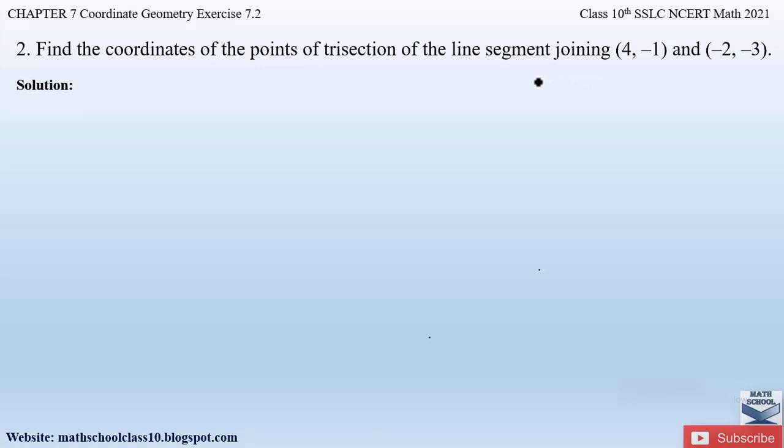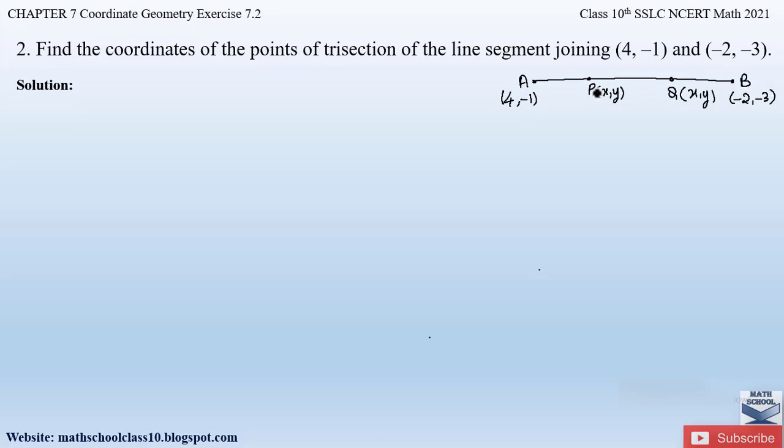So for example, consider a line segment joining 2 points A and B. We have to find the coordinates of the points of trisection. Trisection means we have to divide this line segment into 3 equal parts. That is done by using 2 points, P and Q, which divide this line segment into 3 equal parts. So we have to find the coordinates of point P (x, y) and of point Q, as point A and point B are given here as (4, -1) and (-2, -3).